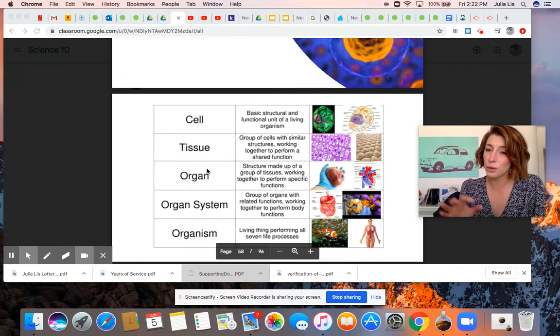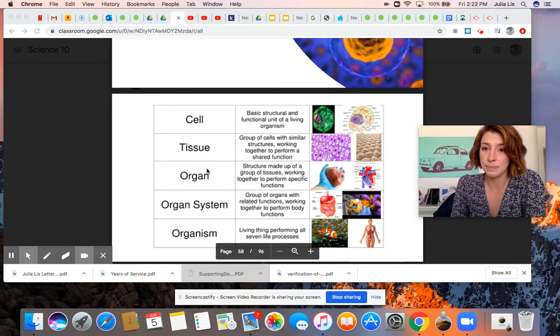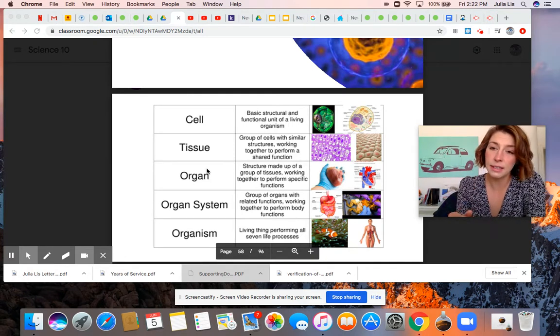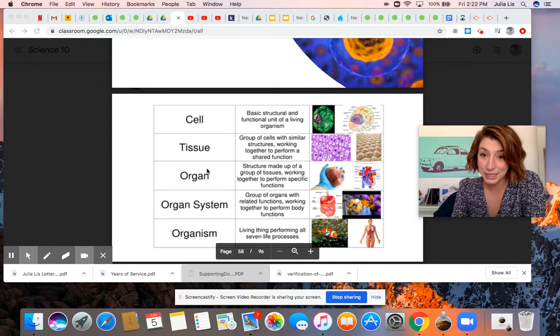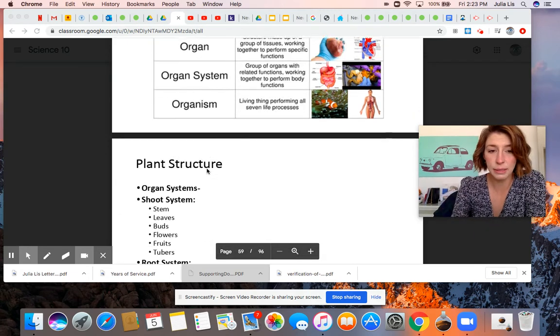And when we have a bunch of organ systems that work together, then we have an organism. We have something that's alive. It's performing all necessary processes. So this is the hierarchy. It's something that you would revisit in Bio 20 if that's something that you're taking. So it's important that everything starts at the cellular level, and cells working together make up tissues, and tissues working together make up organs, and organs working together make organ systems, and organ systems make up an organism. So knowing that is very important, okay?